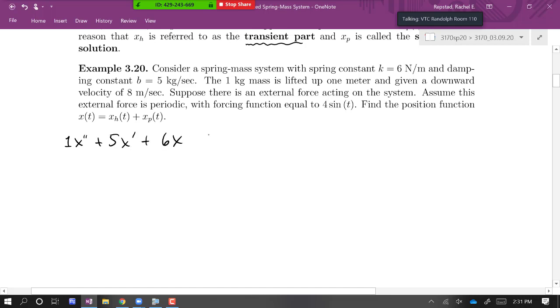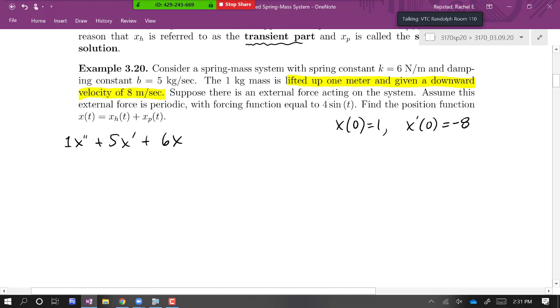So there's the left side of this equation. It says that it's lifted up 1 meter and given a downward velocity of 8 meters per second. So let's parse that out. These are initial conditions, so they're not going to be part of the equation. At time 0, it's lifted up 1 meter, so x of 0 is equal to 1. And it's given a downward velocity of 8 meters per second, so x prime of 0 is negative 8.